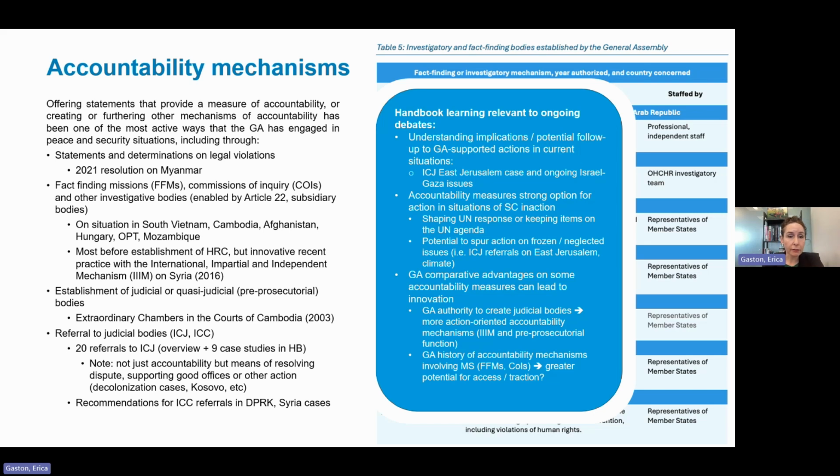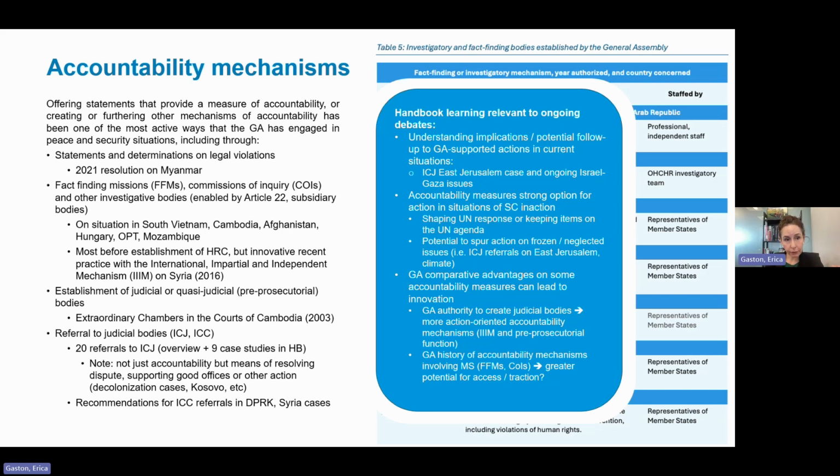There's also been a lot of cases of referrals to judicial bodies. So the General Assembly can refer cases directly to the International Court of Justice for an advisory opinion. And we do a general overview of those, as well as 9 case studies of those in the handbook.